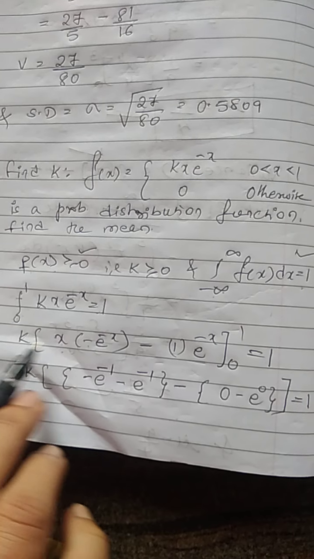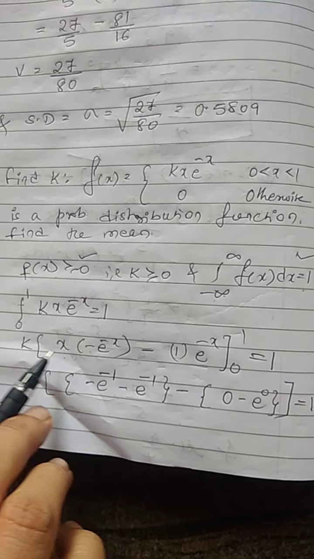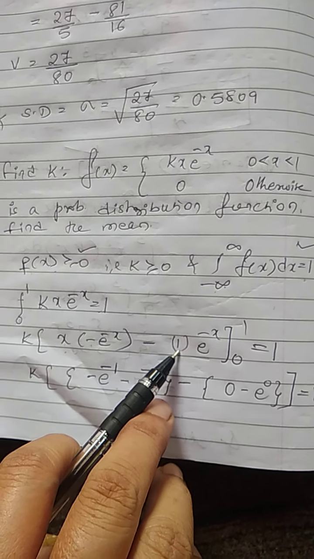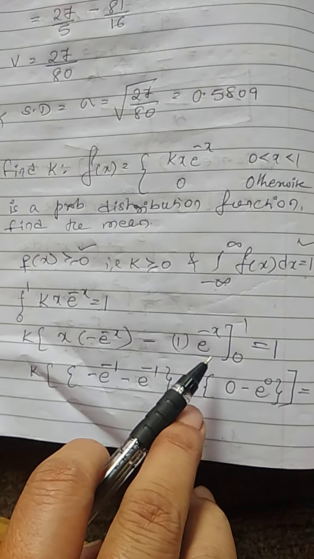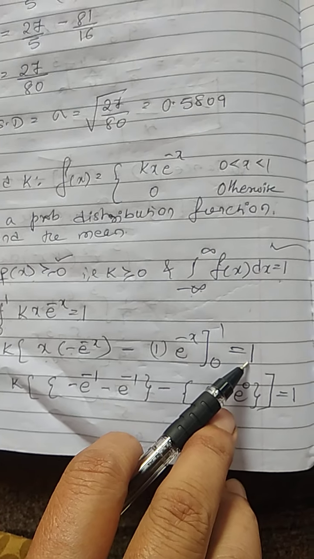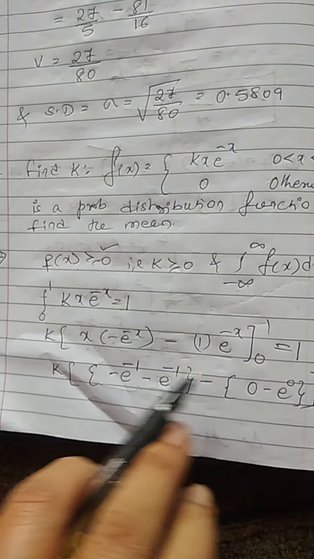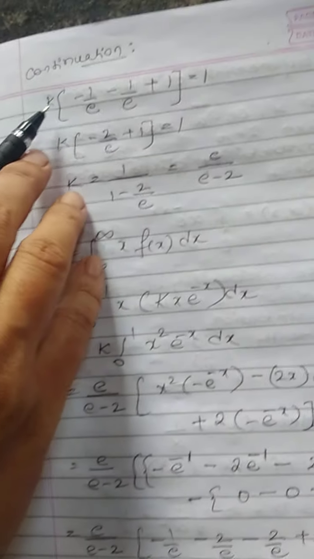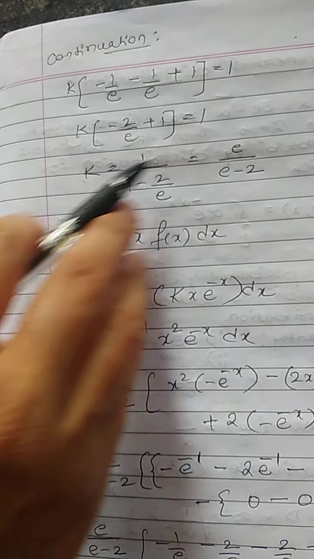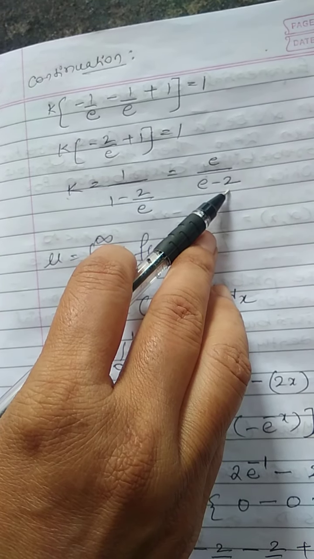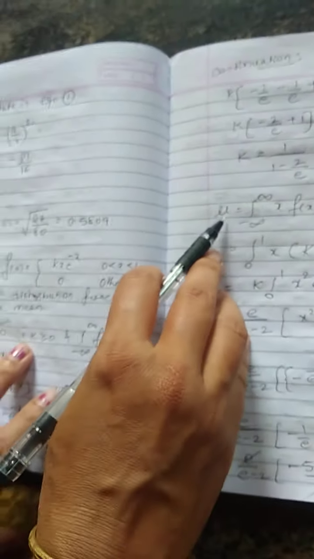So this you integrate k as it is, x into minus of e raised to minus x minus x differentiation is 1. Again this integration is e raised to minus x. Limits between 0 to 1 is equal to 1. So substitute upper and lower limits, calculate. Here we get k equal to e upon e minus 2. So this is the value of k. Next we have to calculate the value of mu.